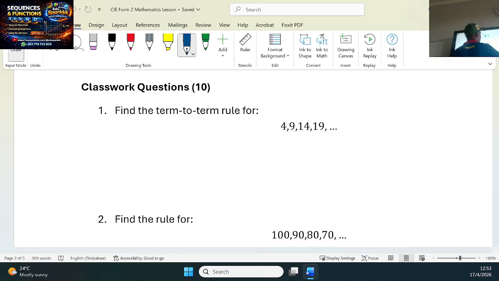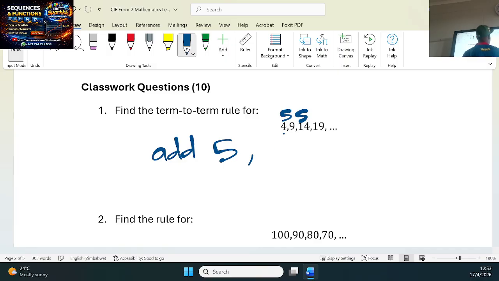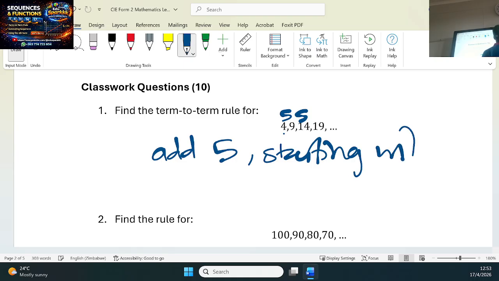Right, the first problem, we're interested in finding the term-to-term rule of this given sequence. So first thing first, we look at the difference between consecutive terms. For instance, 4 and 9, difference is 5, 9 and 14, 5. So it looks like this one is arithmetic. So we can say we are adding 5, starting with 4. So it's important to denote our starting point.